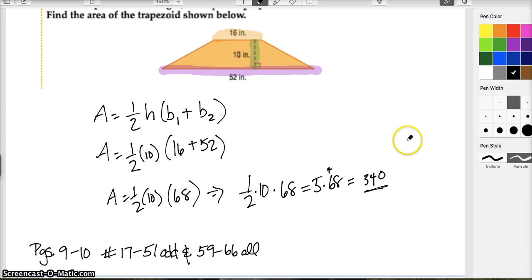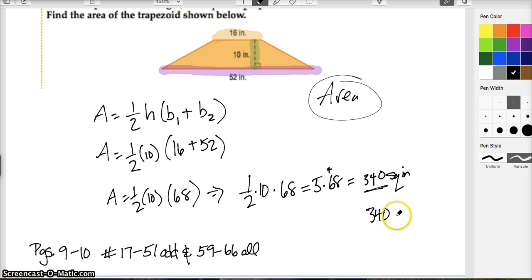And I know sometimes I am lazy. I am truly lazy, and I sometimes will leave 340 and say we're done, but we're technically not, because what are we talking about? Since we're referring to area, we're talking about square units. So we're talking about little square inches. If this were literally 52 inches and this were literally 16 and this were 10, we could actually fit 340 little tiny square inches. So we honor what we're talking about by doing square inches, something like that. Or you could do 340 inches squared with a little 2. Both of those are acceptable answers.